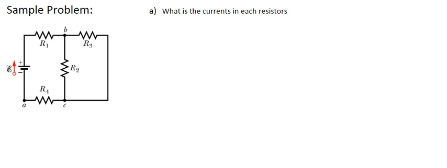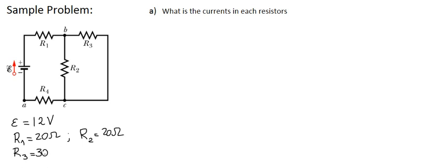So in this sample problem, we have different resistors, R1, R2, R3. We are given the EMF E, which is equal to 12 volts, R1 equals 20 ohms, R2 is 20 ohms also, R3 is 30 ohms, and R4 is 8 ohms. And the question is, what is the current in each resistor?